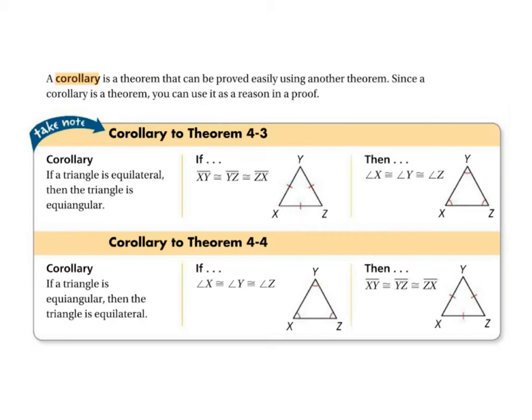And the corollary to the converse of the isosceles triangle theorem is that if you have three angles congruent, then the sides must also be congruent. So in an equilateral triangle, lateral means side, so equal sides, it's equiangular as well. And if it's equiangular, equal angles, then it's equilateral, or equal sides, as well.